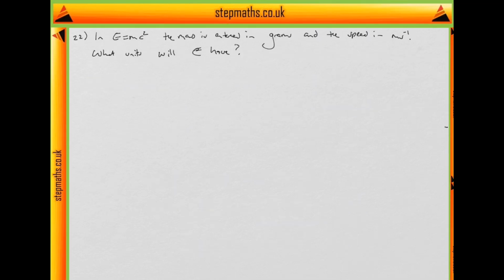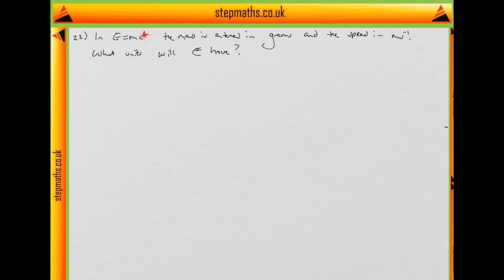So in question 22, we're told that in Einstein's equation, E equals mc squared, a student enters the mass in grams and the speed in meters per second, and we're asked what units will E have? Well, let's think about this. Normally joules would be the unit of energy in this equation, when mass is in kilograms and the speed of light is in meters per second.